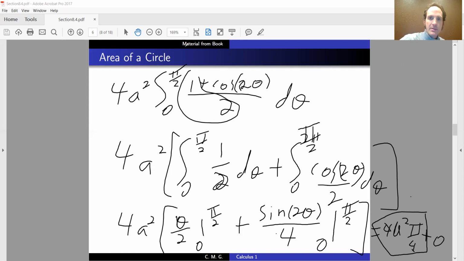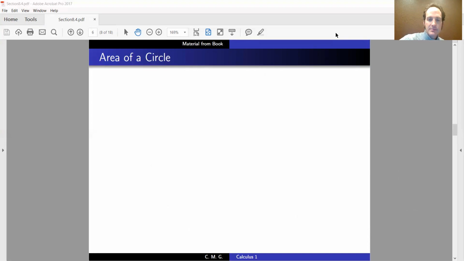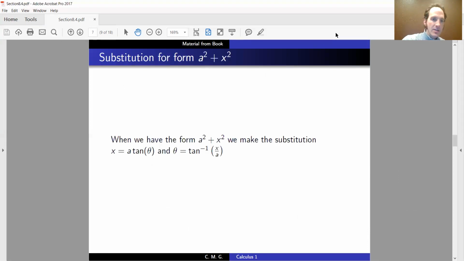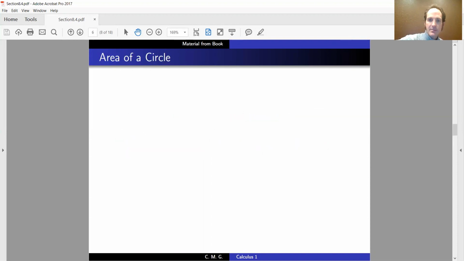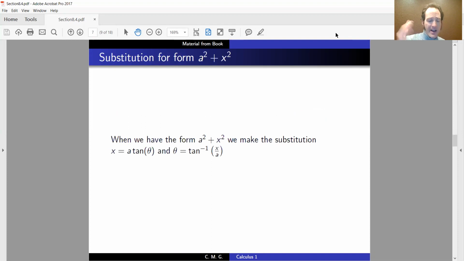So overall here, what we got was the right thing. It was just pi a squared. So that's good. We made that substitution. That's the substitution we make anytime I have a squared minus x squared inside of something. If I have a squared plus x squared inside, I'm going to make the substitution x equals a tangent theta. And that means theta is the inverse tangent of x over a.